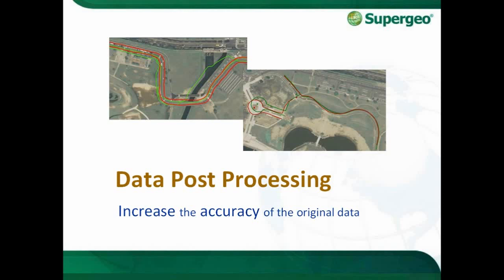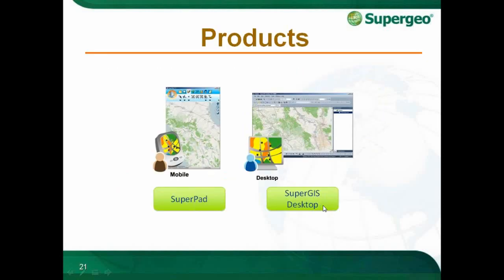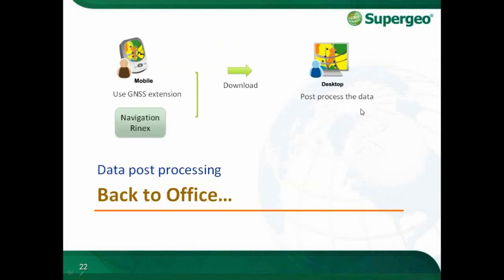Okay, hello again. I'm George. In this section, we are going to introduce how to post-process your data when you collect it from your fieldwork, to increase the accuracy of your original data. We are going to use SuperPad and SuperGIS Desktop. SuperPad is for collecting the data, and SuperGIS Desktop is for post-processing the data you collected from the SuperPad.